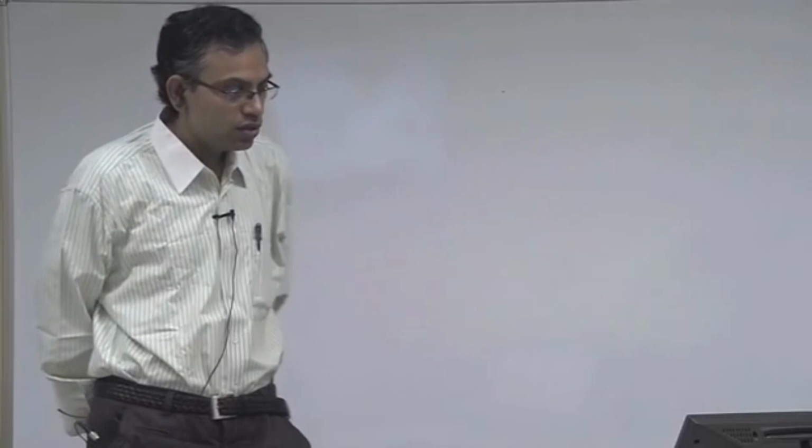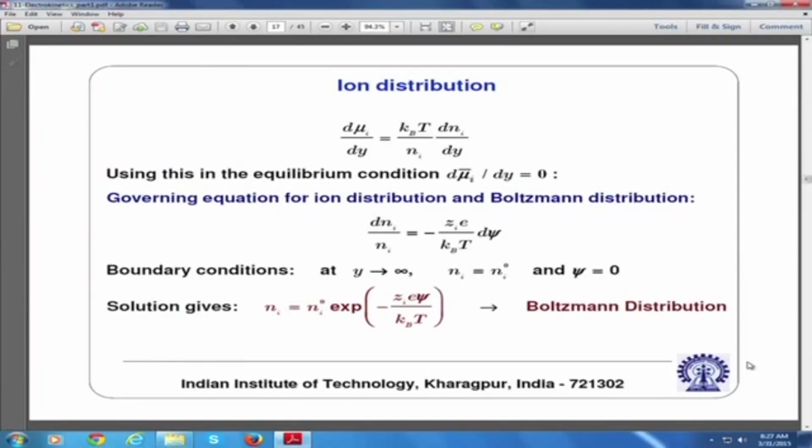In the previous lecture we derived the Boltzmann distribution. So let us recapitulate a little bit what it was. We expressed the number density of ions. If you look at the final formula in this slide, it gives the number density of the ions in terms of the bulk ion number density and the potential within the electrical double layer.